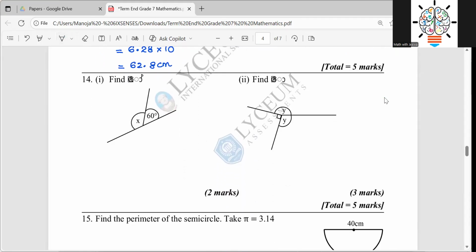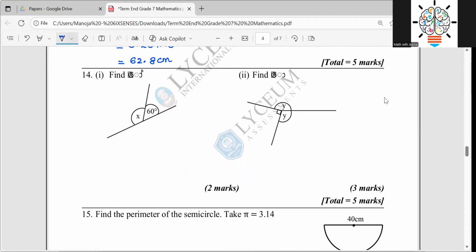So then the next one, you want to find the x value. You write x plus 60 equal to 180 degrees, right? So then x is equal to 180 minus 60, and x is equal to 120, and you write the reason: angles on a straight line. Angles on a straight line.